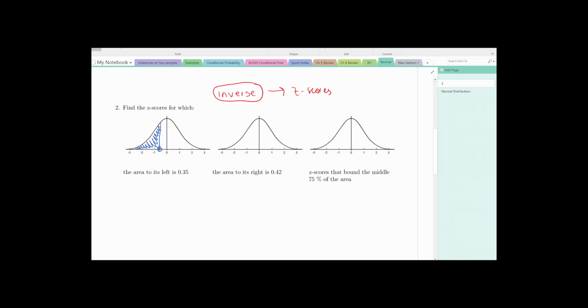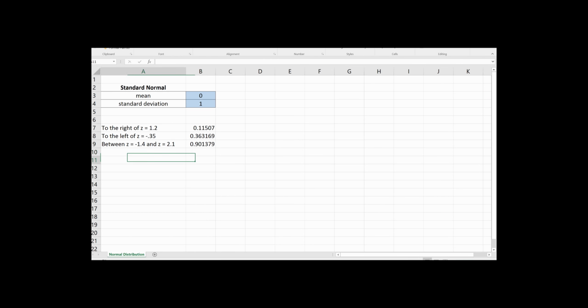We need to make sure that we set this up correctly. Okay, let's go ahead and do this one. So z-score, the area to its left, is 0.35. How would I do this?